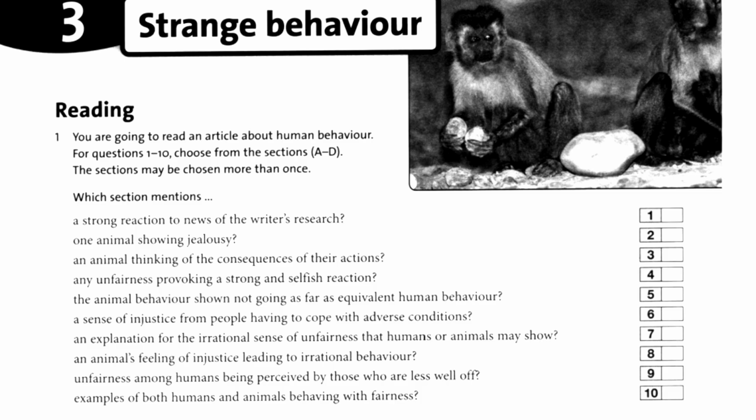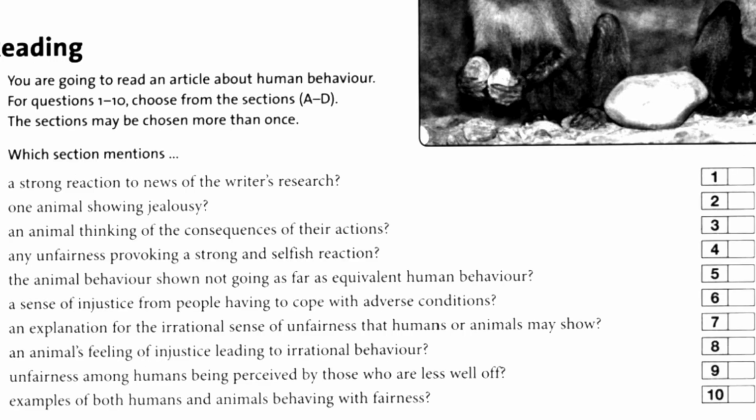Okay, so strategies. A lot of teachers would tell you to read the questions first or read the text first. What I prefer to do for this activity is read question number 1, look at the sections of the text A to D, and find which section gives me the answer to question 1. That way I feel more prepared for the following question. So let's see how I would do it.